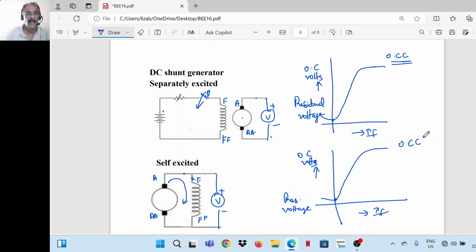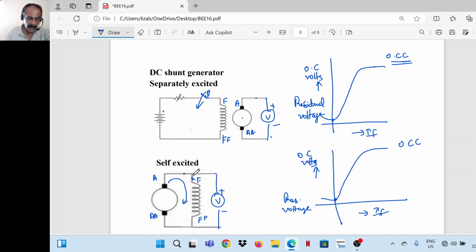This is how it happens in a self-excited generator, because in a self-excited generator there is no separate source for exciting the field winding. It is connected across the armature itself. So initially, due to residual magnetism, a small voltage is induced in the armature. In a 220 volt DC machine, the residual voltage may be of the order of 10 to 15 volts, maybe 10 volts.